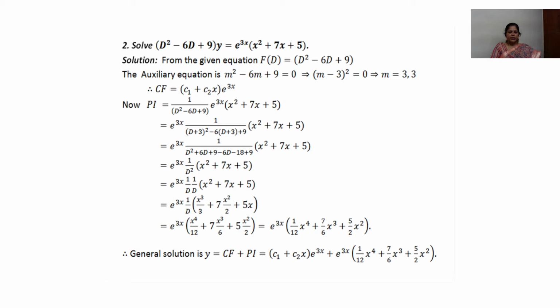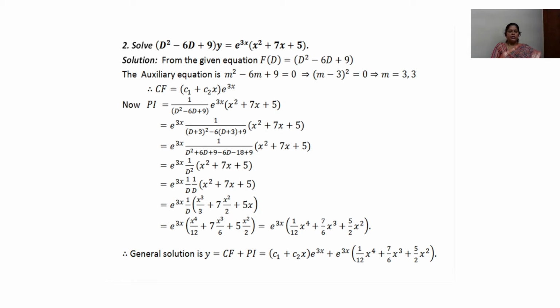Again we have to integrate these terms. We will get x cube integration is x to the power 4 by 4. Already 3 is there in the denominator, so we have x to the power 4 by 12 plus 7 into x square integration is x cube by 3. So 3 into 2 is 6 in the denominator, plus 5 into x square by 2. If you simplify this, we'll get e to the power 3x into 1 by 12 into x to the power 4 plus 7 by 6 into x cube plus 5 by 2 into x square.